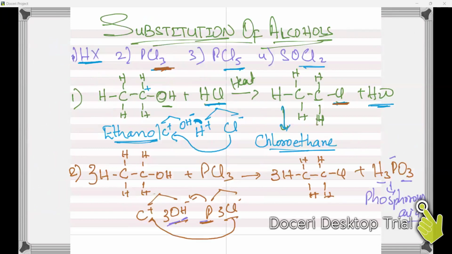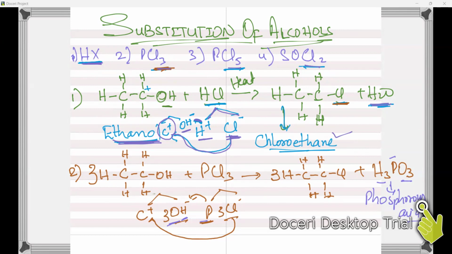Next reaction is substitution reaction. Substitution reaction can be done with hydrogen halide. It can be done with phosphorus trichloride, pentachloride, and SOCl2. Now, let's suppose we are doing the reaction of ethanol with HCl. It will break into H plus and Cl minus. From ethanol, क्या होता है? The carbon will be detached and the hydroxide ion will be detached. Now, this negative hydroxide ion and positive hydrogen will combine together to form water.